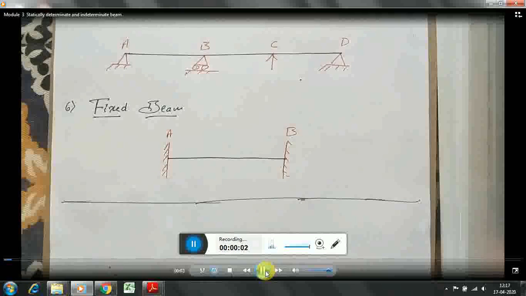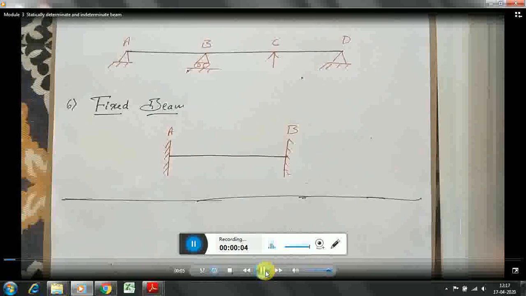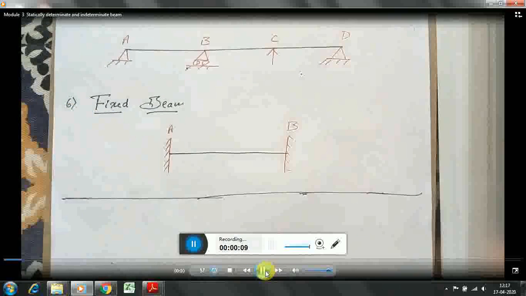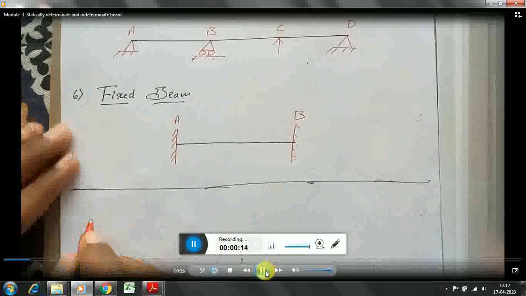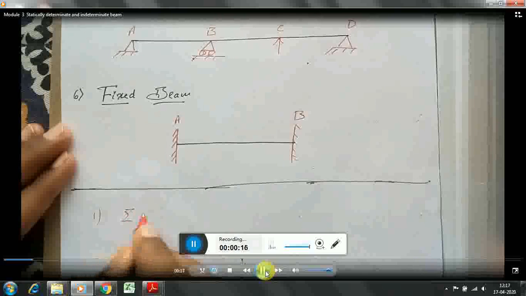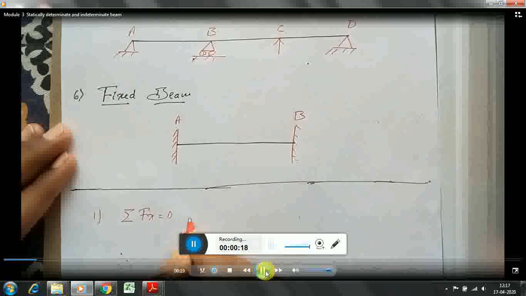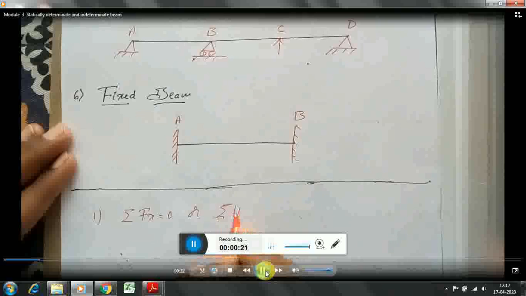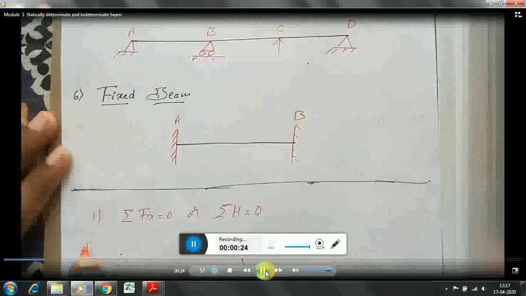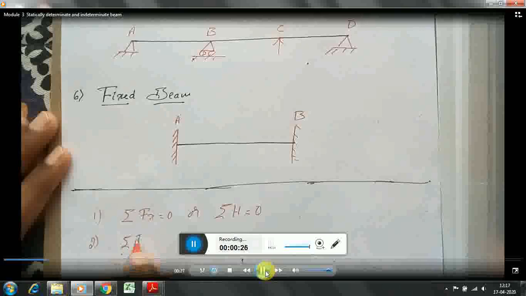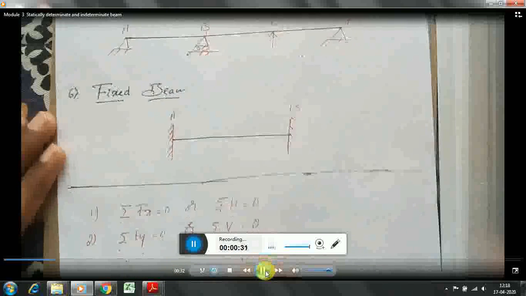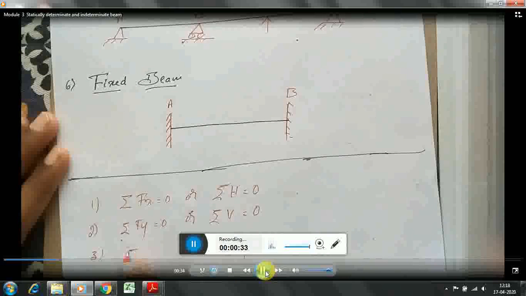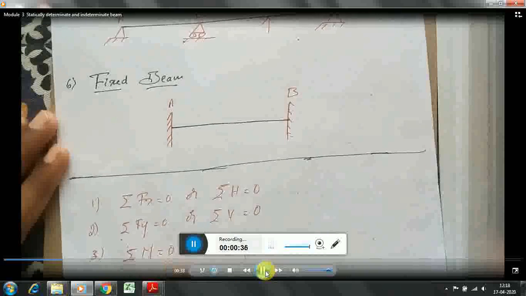In this video, I will explain what is meant by statically determinate beam and statically indeterminate beam. We have three equilibrium conditions basically. The first condition is summation Fx is equal to 0, or summation H is equal to 0. The second equilibrium condition is summation Fy is equal to 0, or summation V is equal to 0, and the third equilibrium condition is summation M is equal to 0.